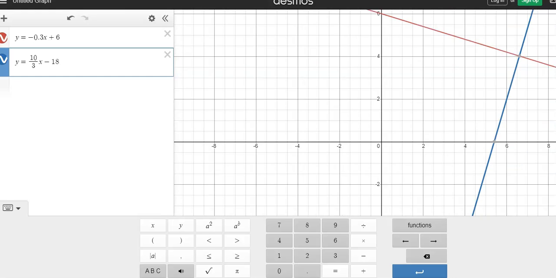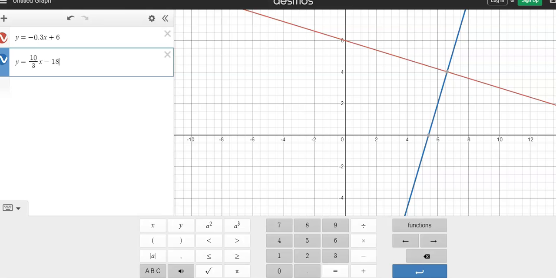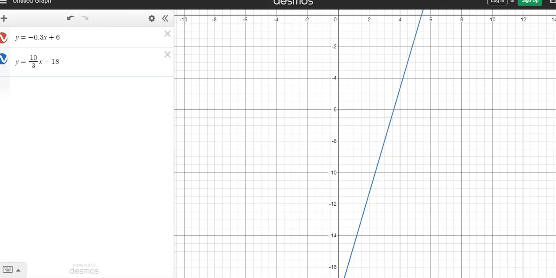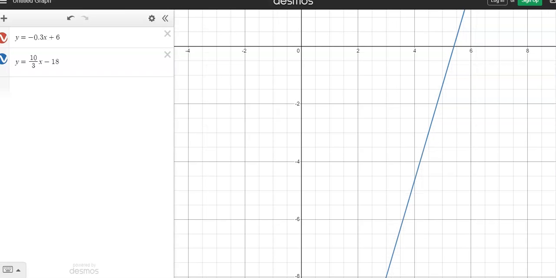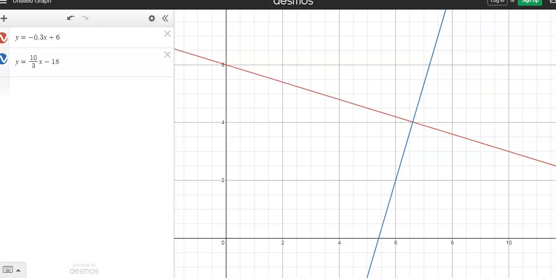Let's see if we do what we're supposed to do. We needed to be perpendicular. Yep, looks like they're perpendicular. We also need to make sure that we go through the point (3, -8). Let's check our graph. If I scroll on down, 3 would be right here, negative 8. Bam, looks like we did it. Our line goes through (3, -8) and crosses perfectly, perpendicular. We're good to go.